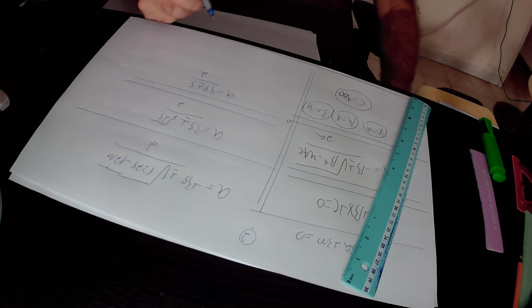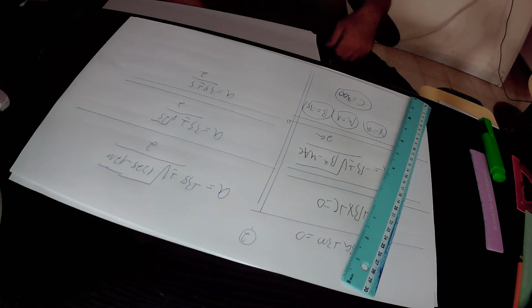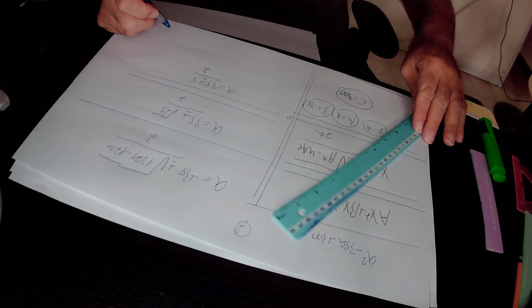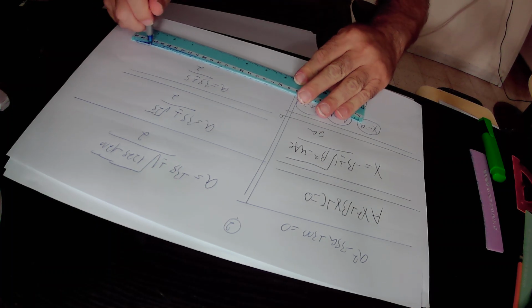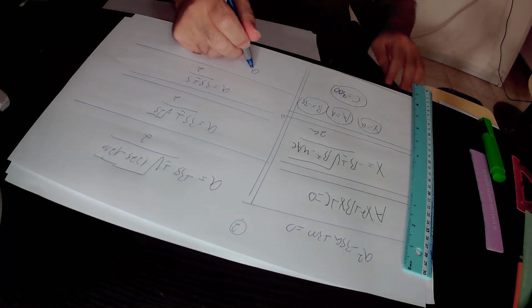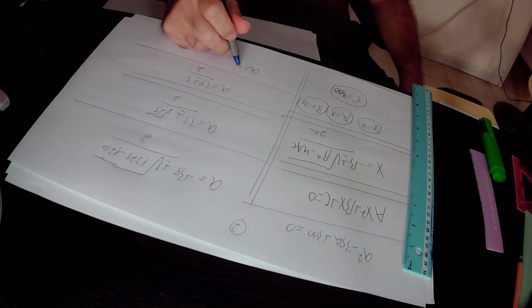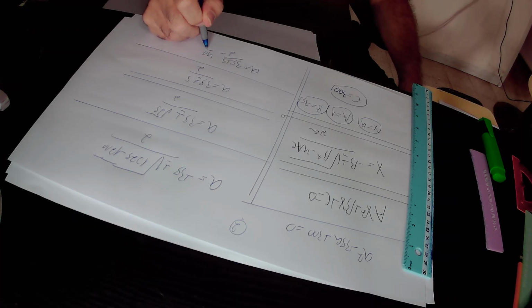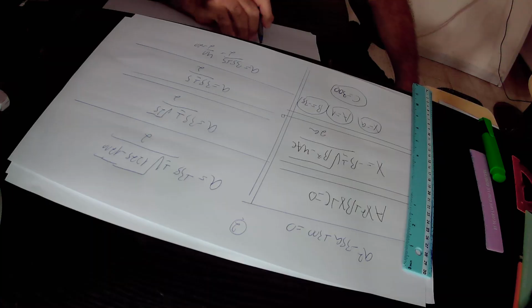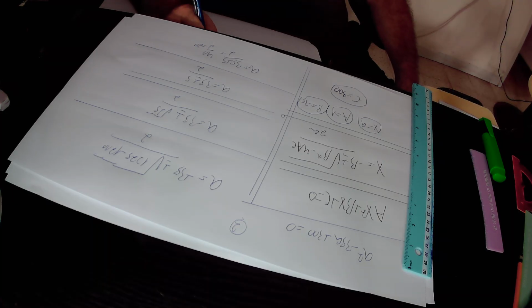So here you will have two possible solutions for a. The first solution for a is that a equals 35 plus 5 over 2. 35 plus 5 is 40, and 40 over 2 is 20. So the first solution for a is a equals 20.